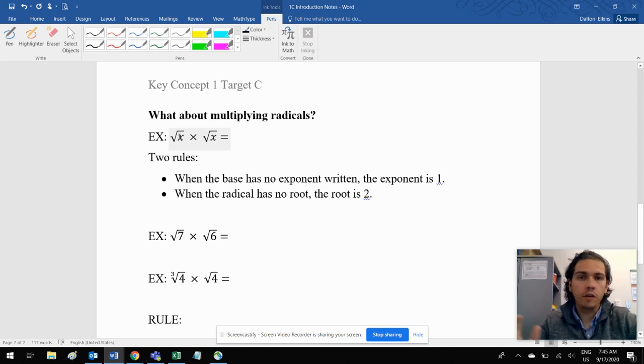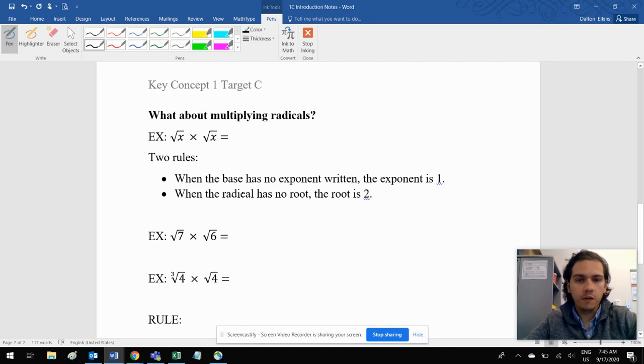Welcome to part 2. In part 1, we talked about adding radicals. Here we're going to talk about multiplying. So one type of question that we're going to want to answer: if I have the square root of x times the square root of x, what would that be? I've got two rules for you.